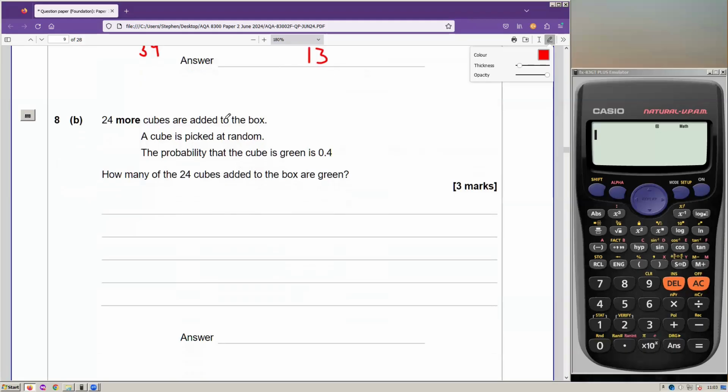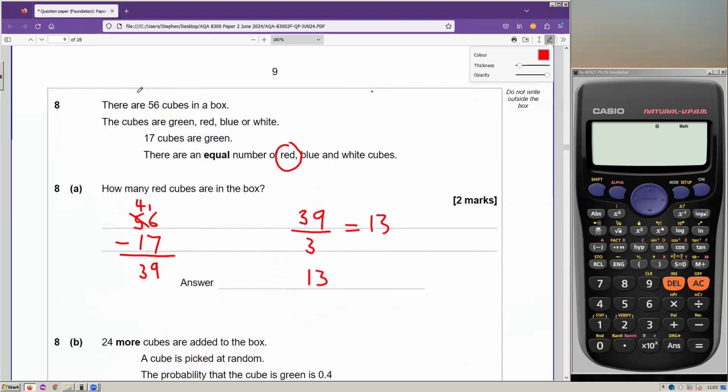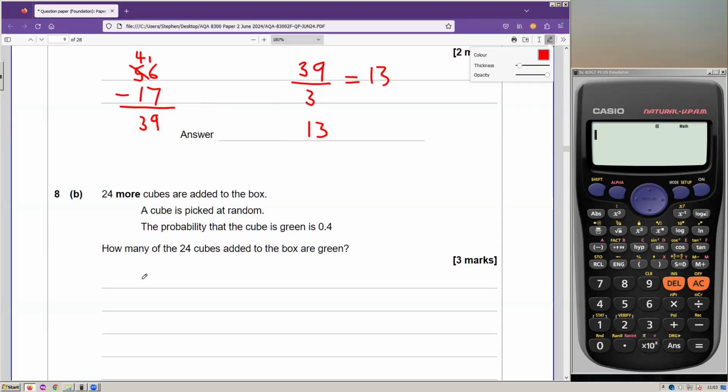24 more cubes are added to the box. A cube is picked at random. The probability that the cube is green is 0.4. How many of the 24 cubes added to the box are green? Okay, so we've now got to look at the total again. We had 56 cubes, we're adding 24. So let's do that first.